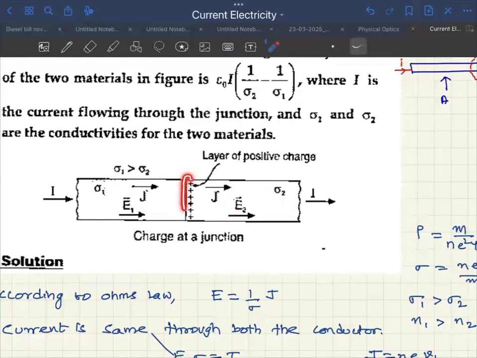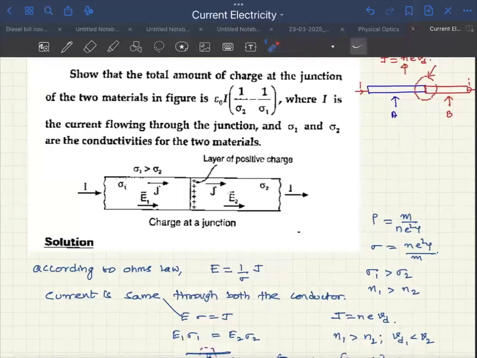Because the charge is accumulated over here, this charge will decelerate the motion of the electron so that the drift velocity is reduced. So therefore, accumulation of charge is mandatory to change the drift velocity to maintain the same current, right? So let us study in detail.